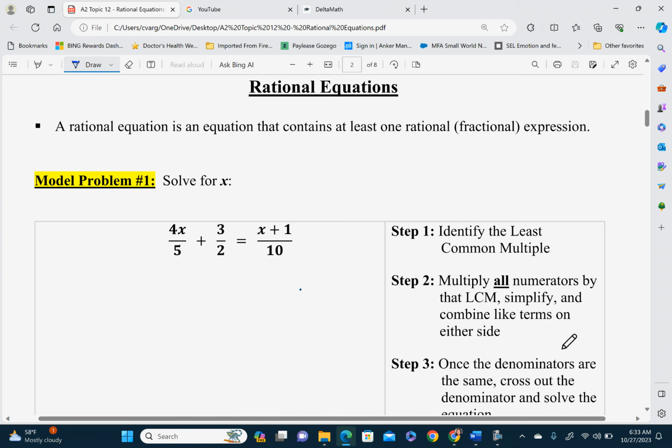So welcome to rational equations. Let me go ahead and get started on our model problem. Definitely do the Do Now, especially for this one. So first thing we have to do is get a common denominator.